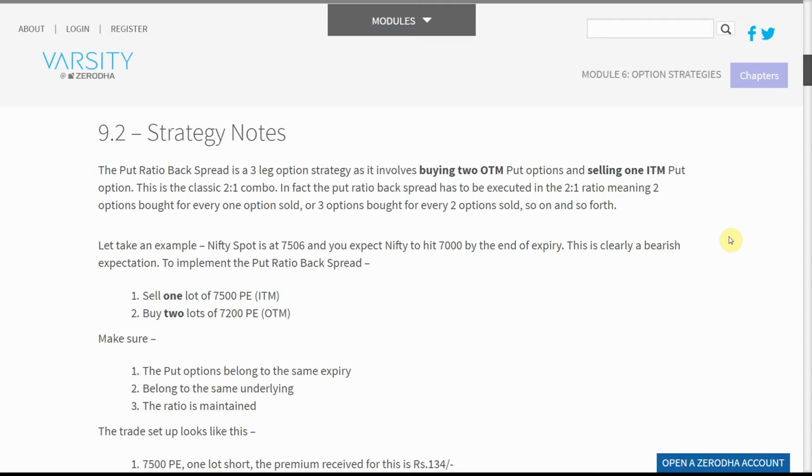Let's take an example. Nifty spot is at 7,506 and you expect Nifty to hit 7,000 by the end of expiry. This is clearly a bearish expectation. To implement the put ratio back spread, sell 1 lot of 7,500 PE, which is ITM. Buy 2 lots of 7,200 PE, which is OTM. Make sure the put options belong to the same expiry and the same underlying. The ratio is maintained. The trade setup looks like this.